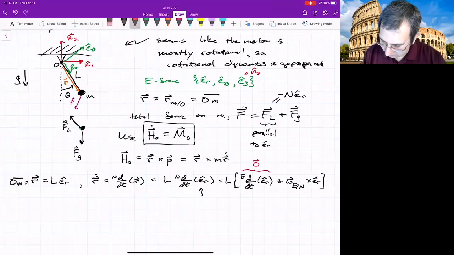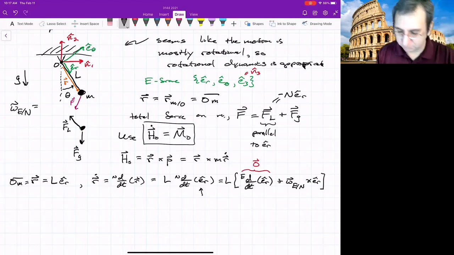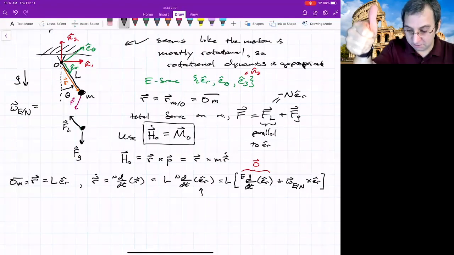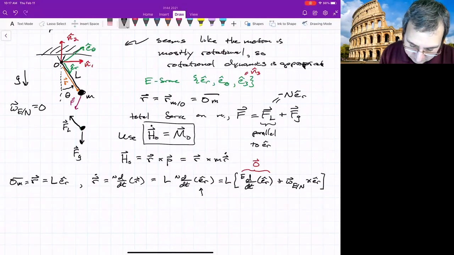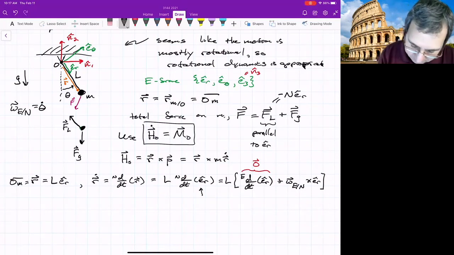This is 0 because the ER direction is constant in the E frame. And what is omega of E with respect to N? The E frame, if you think of the two frames as initially aligned, so ER pointing downward, I use my right hand, I curl my fingers in the direction that theta is increasing, and my thumb is pointing in the E3 or N3 direction. So that means the rate is theta dot, and then E3.